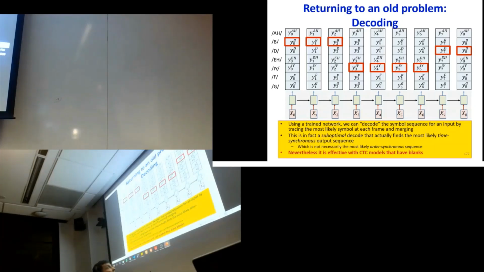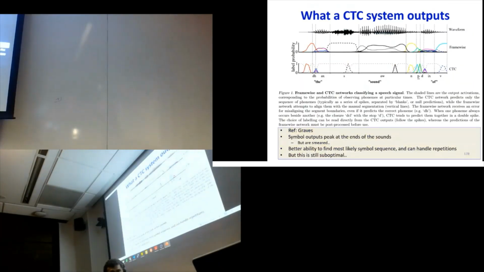Now, the problem we had earlier was that in an output such as this, you couldn't distinguish between repetitions of a symbol and a single instance of a symbol. But once you introduce blanks, this actually automatically gets handled. So you can just perform your regular Viterbi decode, and you will get a perfectly decent output, which gives you a sequence that can be collapsed into a unique, non-ambiguous, compressed, order-synchronous symbol sequence. And it turns out this works really nicely.